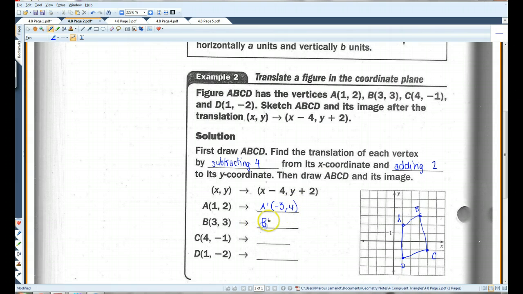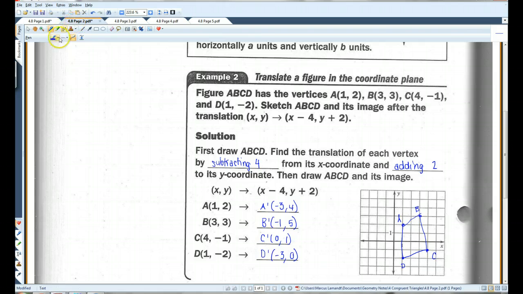I'll call this B prime. 3 minus 4 is -1. 3 plus 2 is 5. C prime. 4 minus 4 is 0. Negative 1 plus 2 is 1. D prime. 1 minus 4 is -3. Negative 2 plus 2 is 0.